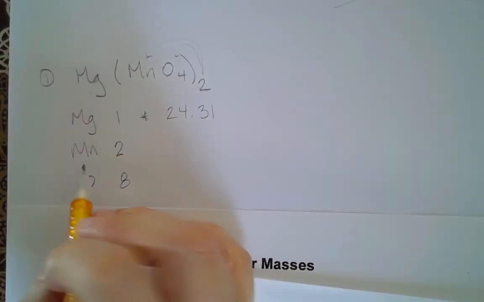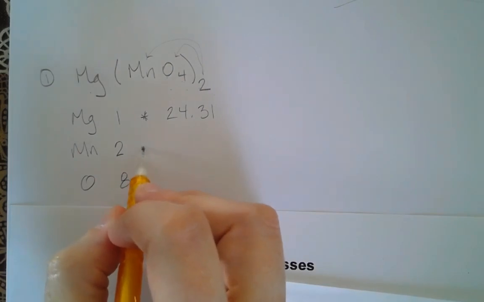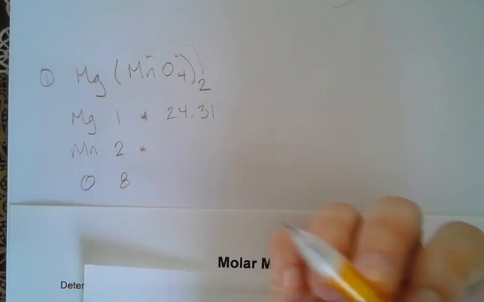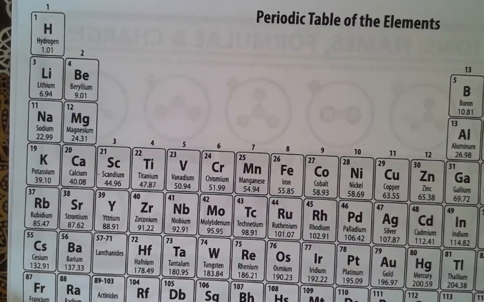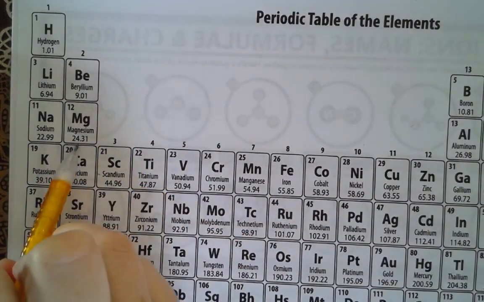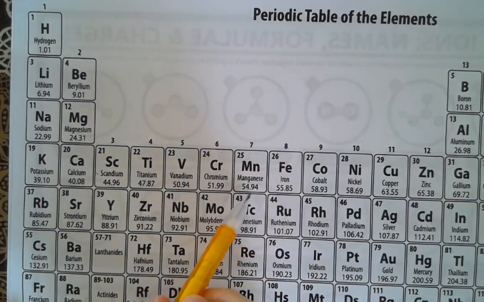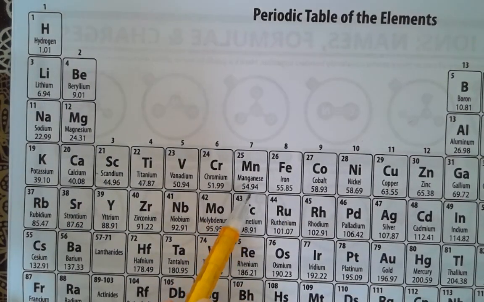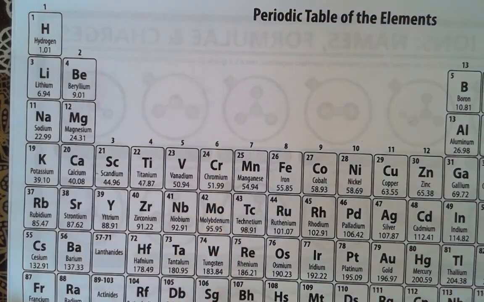And manganese, I guess the other tricky thing here is Mg and Mn are like 2 different things, even though they sound super similar. There's your magnesium. There's your manganese. 54.94.